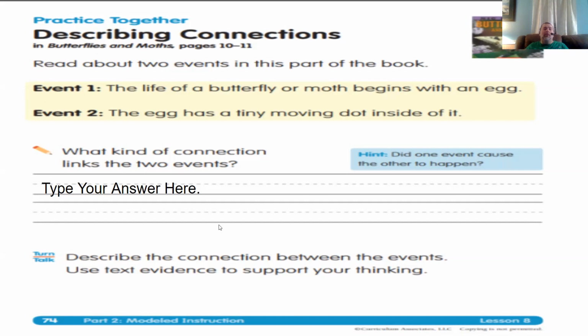They happen in an order because first, the life cycle of a butterfly has to begin with an egg. The tiny dot moving on the inside of the egg does not come before the egg. So we have a starting point of an egg, and then next we go to the tiny dot moving on the inside.